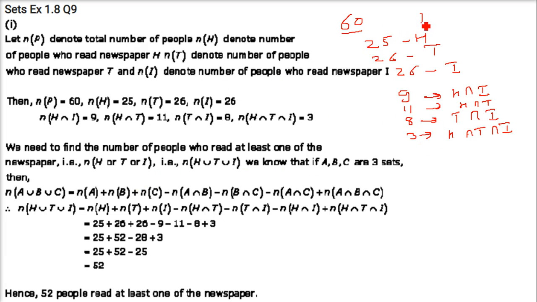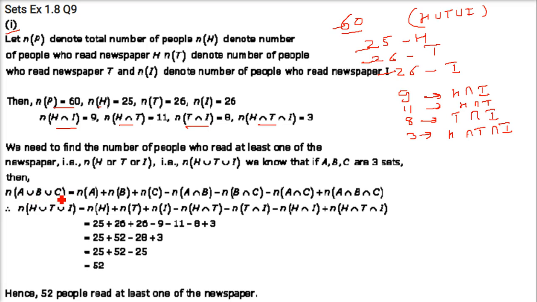So here we have to find out H union T union I. That is, how many people read at least one of the papers. The first part is how many read at least one paper, which is H union T union I. So we have n(P) as 60, n(H) 25, n(T) as 26, and n(I) as 26. All these are known, and these intersections are also known. So this intersection is 9, H intersection T is 11, T intersection I is 8, and H intersection T intersection I is 3. So we know all these.